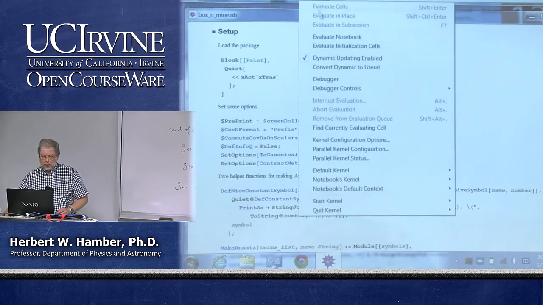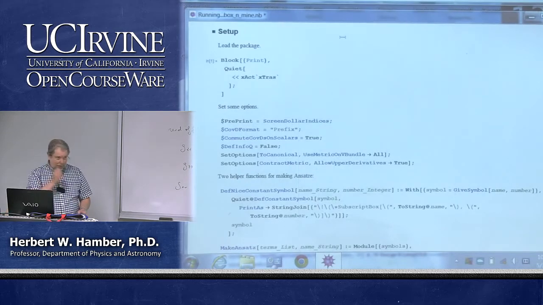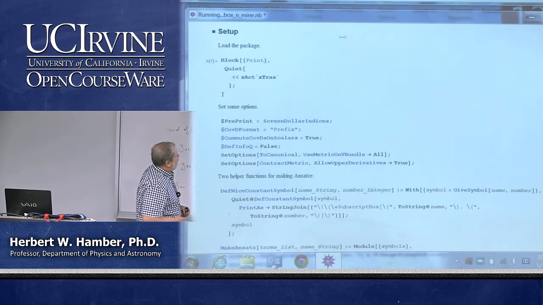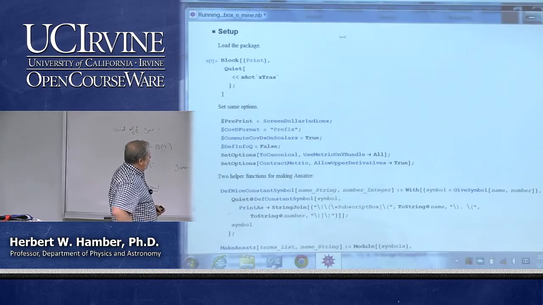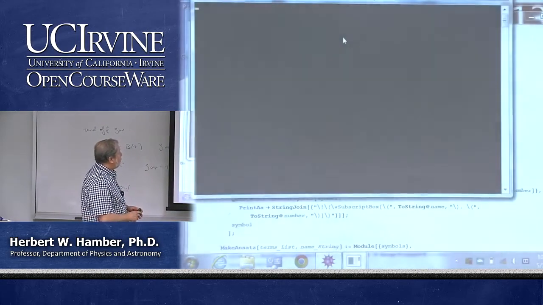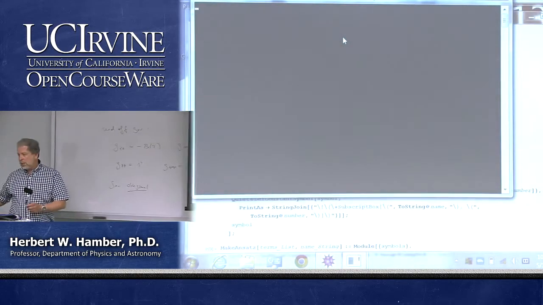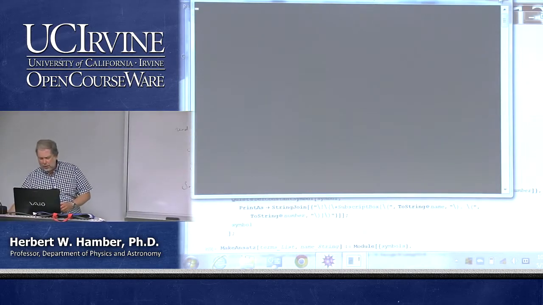So I'll just evaluate this notebook. We're basically pretty much out of time. So it's loading this package. And it opens a window because that's a signal that it actually started successfully.